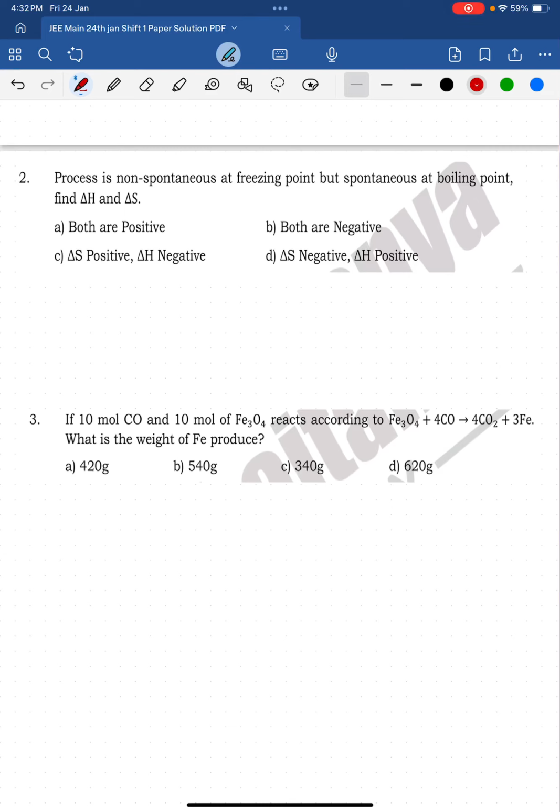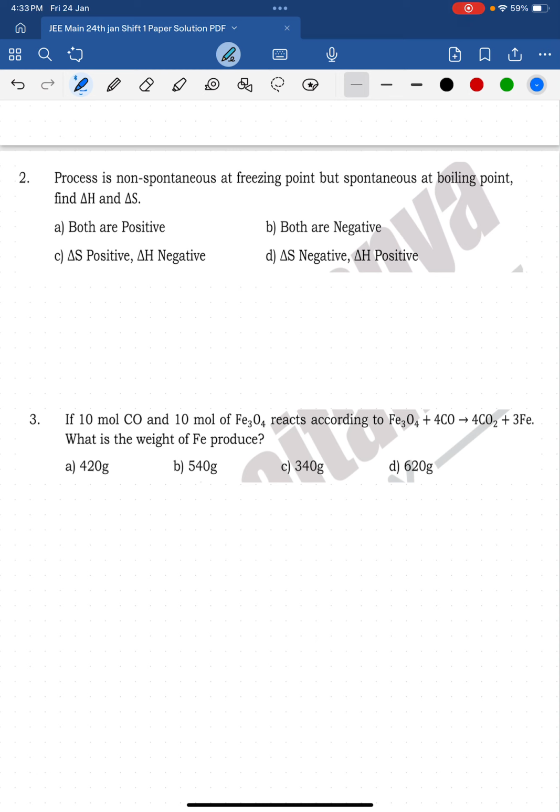Hi dear student, today we are discussing only first year questions from the 2025 January 24 morning shift. Only first year questions are covered; second year we already discussed. Now we can see.